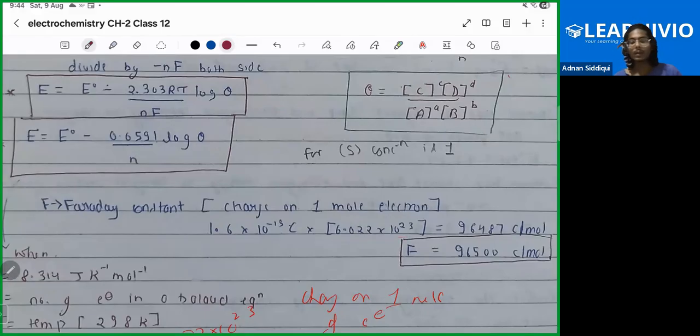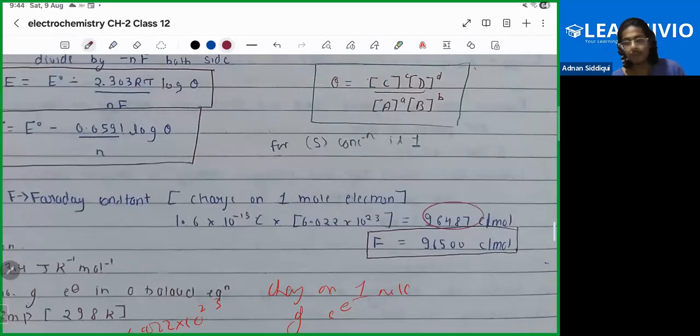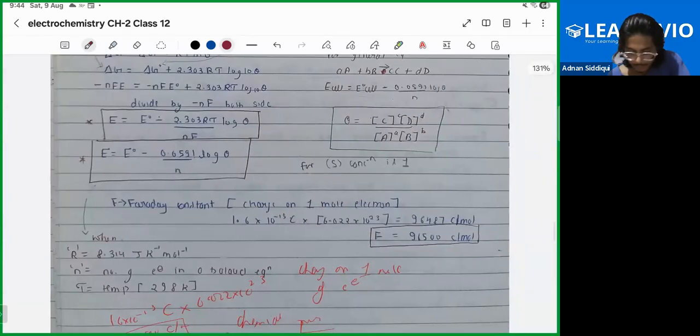And how much charge is on 1 electron? The charge on 1 electron is 1.6 into 10 to the power minus 19 coulomb. So what do we mean by Faraday? Faraday basically means the entire charge on 1 mole of electrons. So after solving this, you are going to get this value. After rounding off, you can use this. So this is your Faraday constant, which is in coulomb per mole, and signifies how much charge is on 1 mole of electrons.